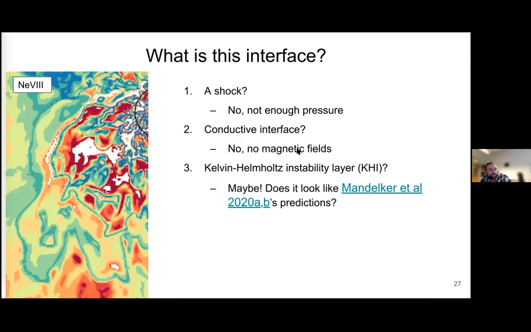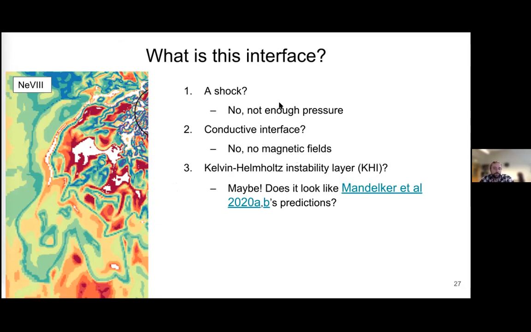So let's talk about the interface a little bit. First we thought this might be a shock condition, but it turns out that can't really work because it's not high pressure. We saw a pressure graph earlier and it didn't outline this interface layer like this. Some stuff in the literature says this might be a conductive interface that protects clouds through magnetic fields, but that's not what's happening for us because we don't have any magnetic fields in the simulation.